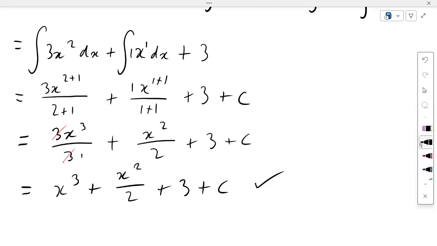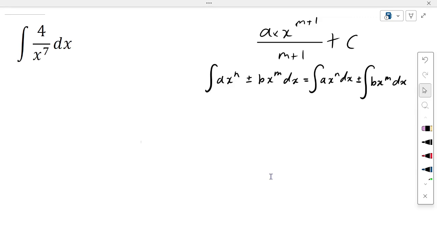Alright, so we're going to move on to something that is not a polynomial, but we are going to move on to integration with rational functions. Let's do it. So we have the integral of 4 over x to the power of 7 with respect to dx. Alright, so this is where we are going to do our stuff here. This is what I actually should have shown you first, and this is an extra rule that we have. The integral of ax to the power of n with respect to dx, for example, will be equal to, we can actually just take the constant out.